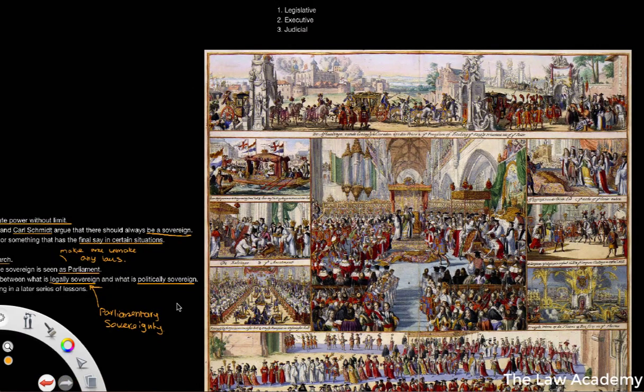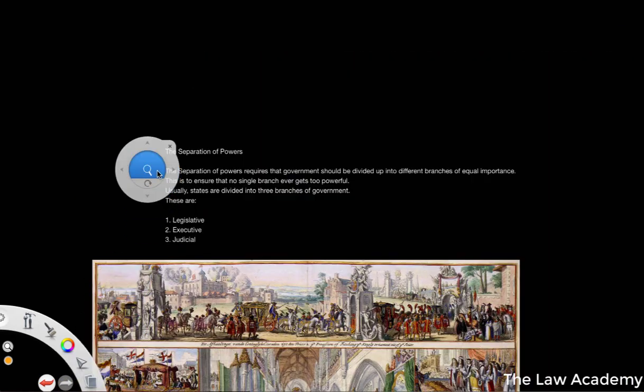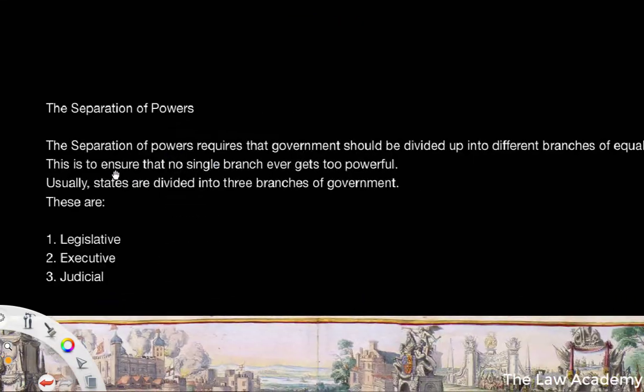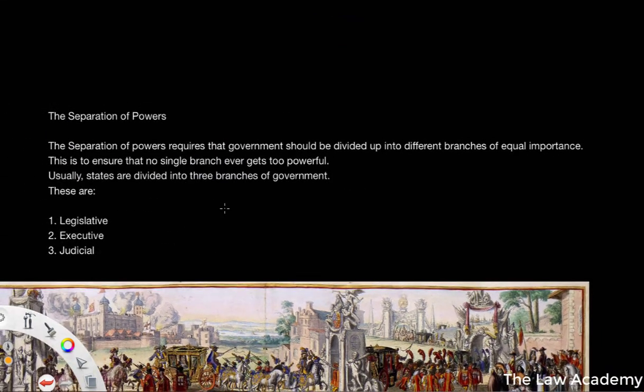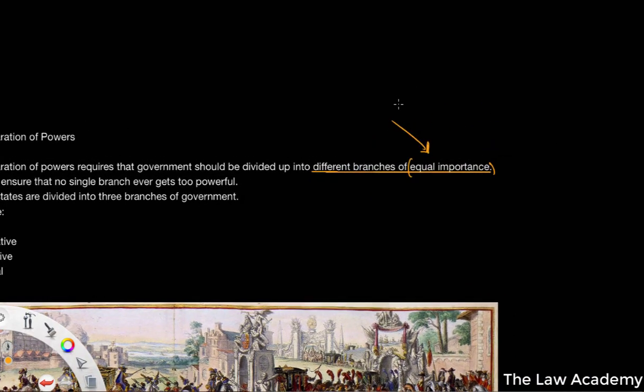The final thing I want to talk about is the separation of powers. And again, you notice that this isn't in a lot of detail, but like I said, we're going to talk about it in a lot more detail later on. So the separation of powers generally requires that a government should be divided up into different branches of equal importance. Now, the qualification that it has to be of equal importance isn't necessarily a prerequisite requirement for the separation of powers. So, not necessarily a requirement.